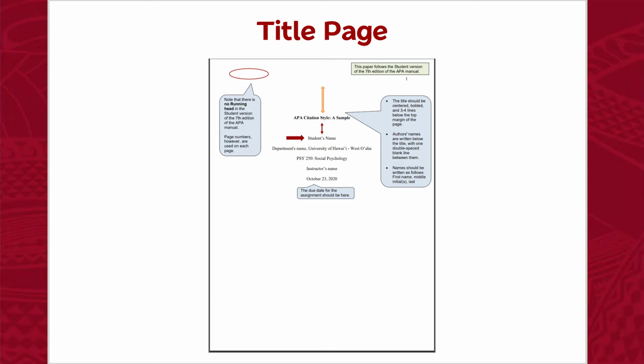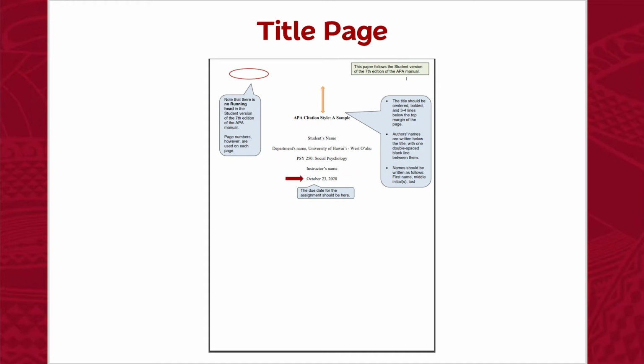Names should be written as they appear within the sample, with the first name, middle initials, and last name. The next line should include the course alpha and course title. The line below that should include the instructor's name, and below that the due date for the assignment.